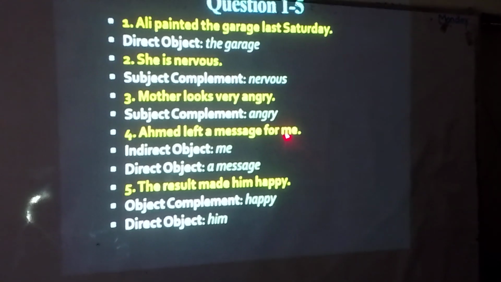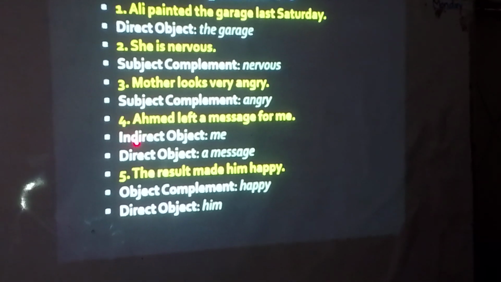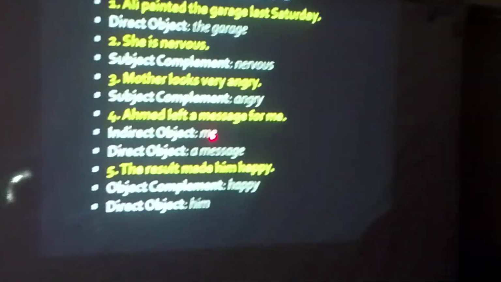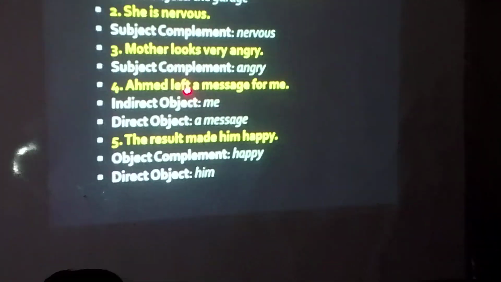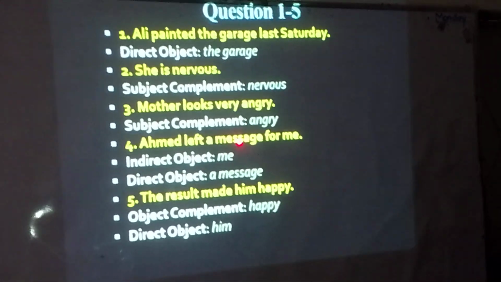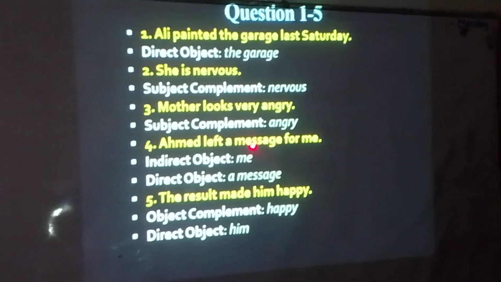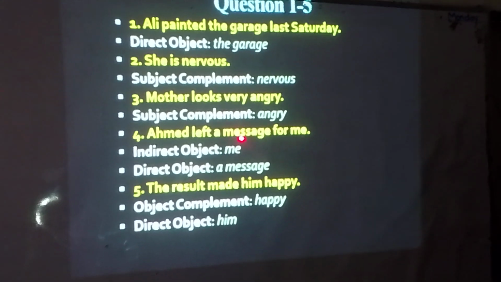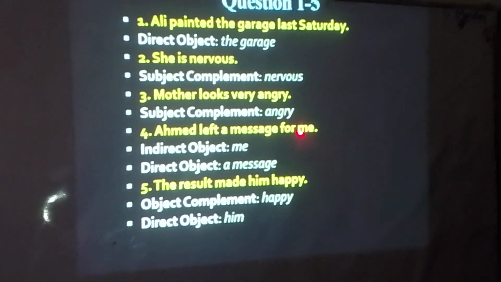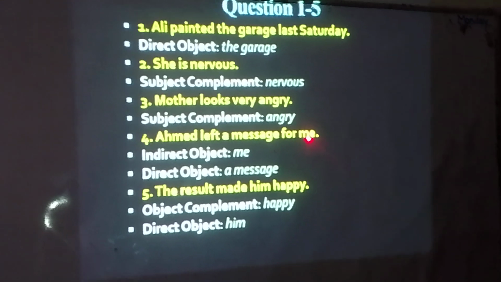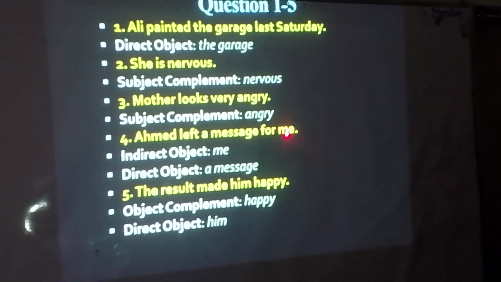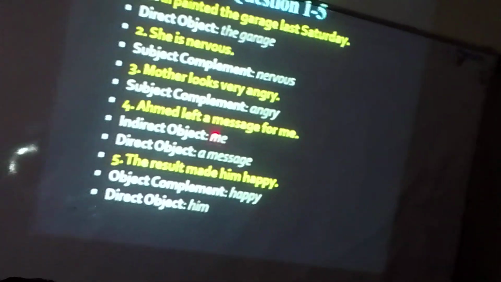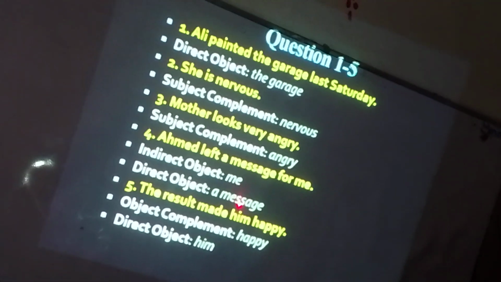Next one is Ahmed left a message for me. Clear? So this me is indirect object. Why is me indirect object? Because first the action of leaving affected the message. First he left the message. Then this message affected me. So I am indirectly affected by the action of leaving. That's the reason this me is indirect object and this message is direct object.